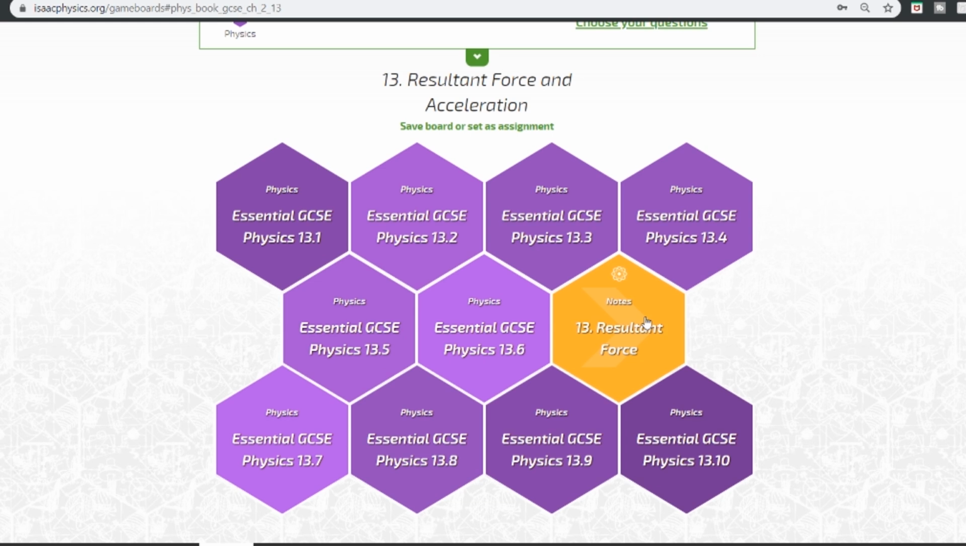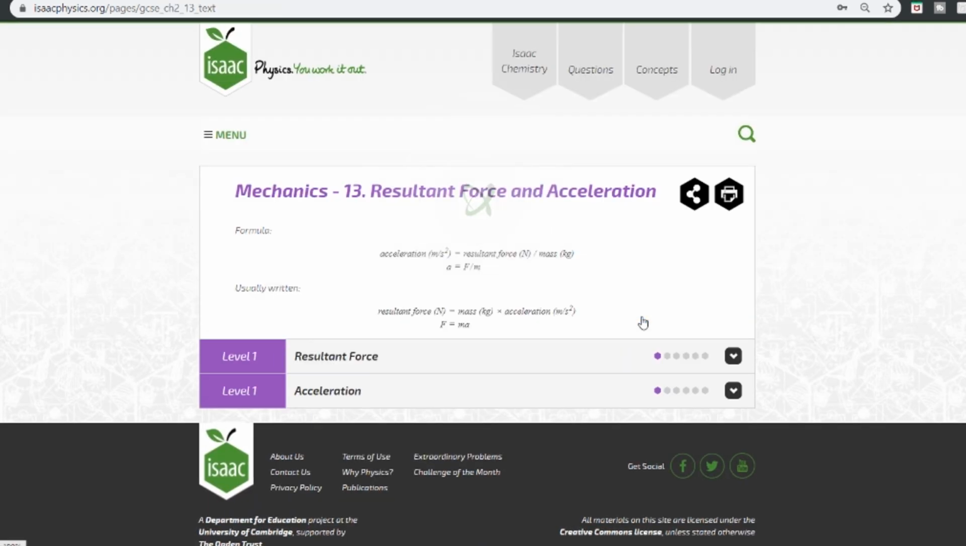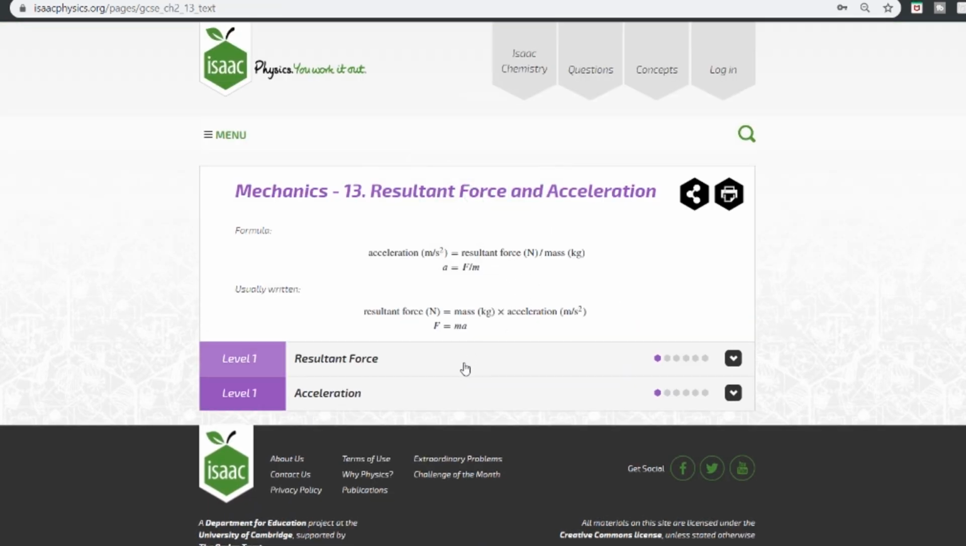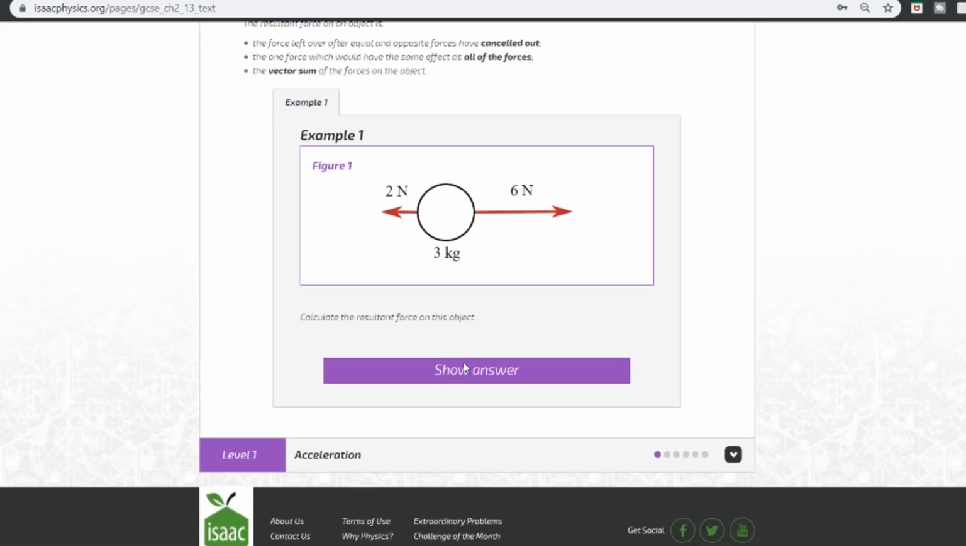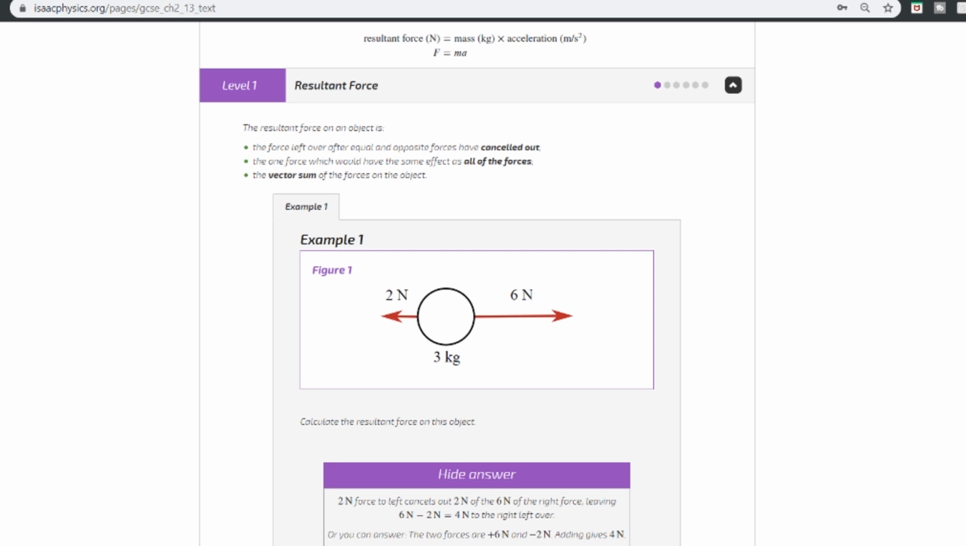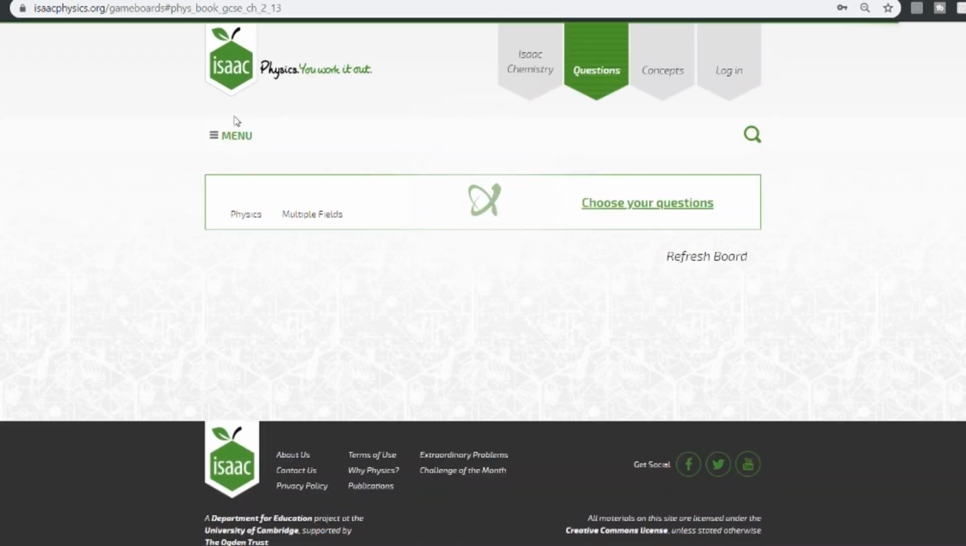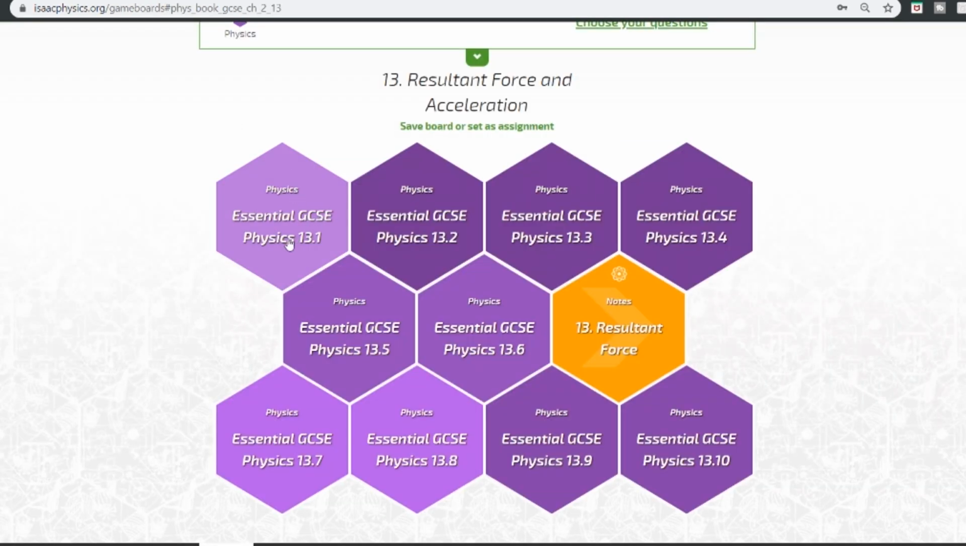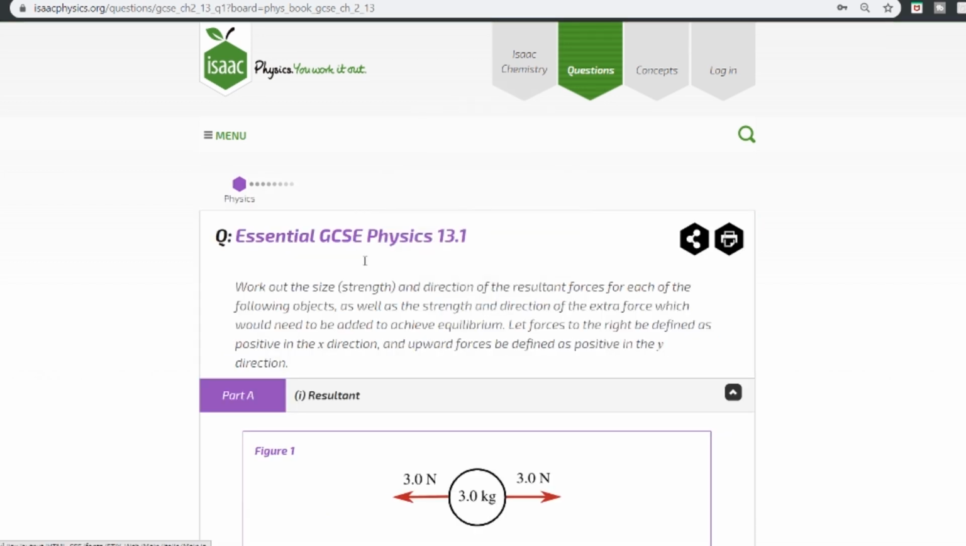Again, within this, if you click on this orange one here saying resultant force, that's very much the notes which are in the book. It's got the worked example. It kind of shows you how to answer that. So there's a lot here that you can have a look at. But we're going to be wanting to start with question 13.1.